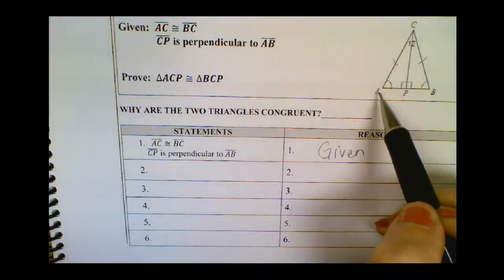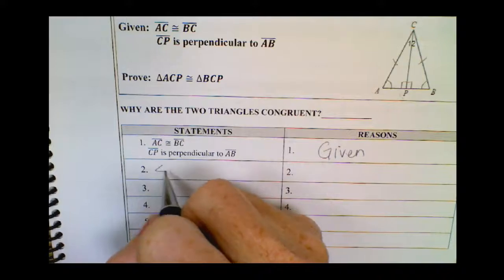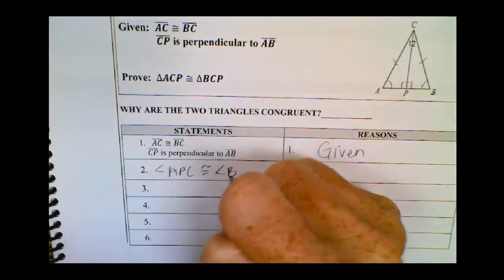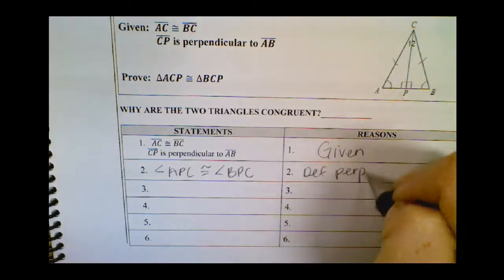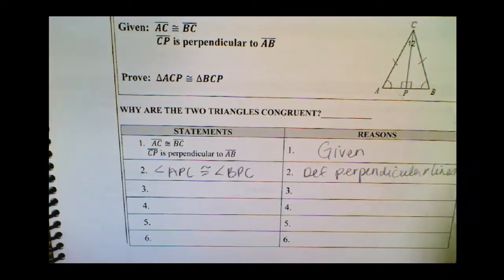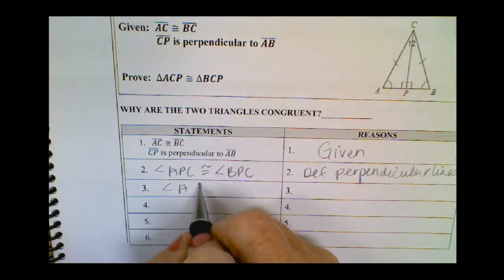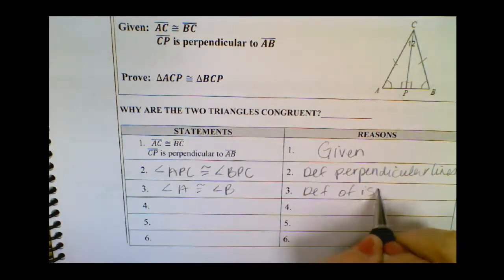Let's talk about this angle right here. So angle APC is congruent to BPC because that's the definition of perpendicular lines, that it creates a 90-degree angle. Okay. Then we know that angle A and angle B are congruent because that is the definition of an isosceles triangle.